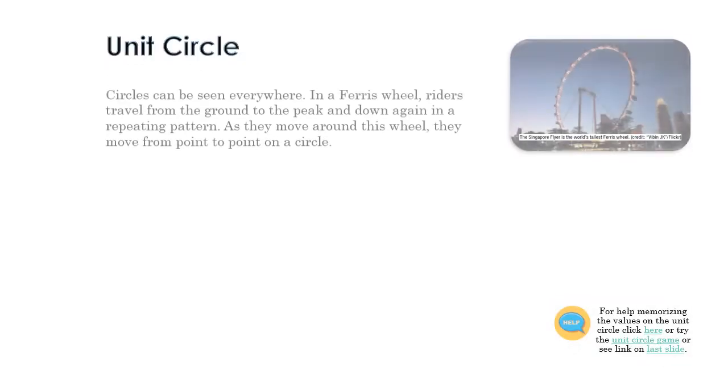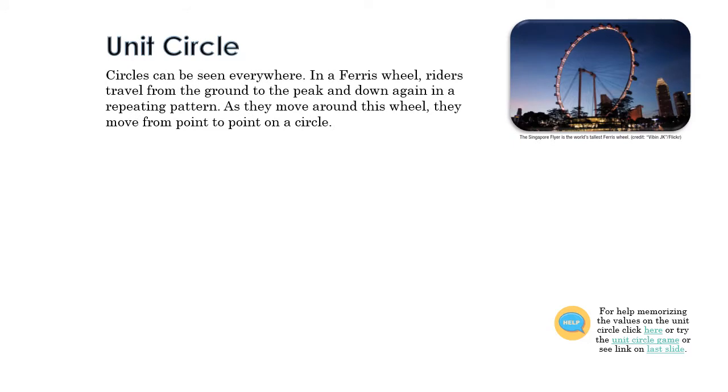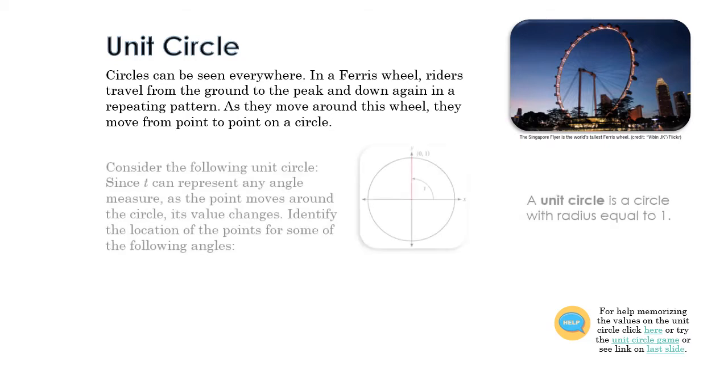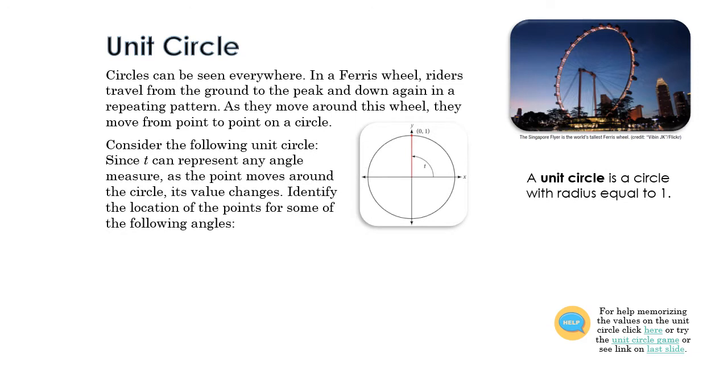Now let's move on to the unit circle. Circles can be seen everywhere. In a Ferris wheel, riders travel from the ground to the peak and down again in a repeating pattern. As they move around the wheel, they move from point to point on a circle. Consider the following unit circle.